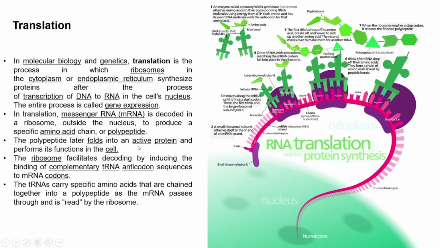The polypeptide is basically a chain of these things, amino acids, with a peptide bond. And when this polypeptide later folds, we know there are a lot of structures of proteins: primary, secondary, tertiary, quaternary. So when this polypeptide folds, that's how a protein is formed. Okay, polypeptide and protein is essentially almost the same thing. I shouldn't say the same thing because a polypeptide is only a chain-like structure, but a protein needs to have a tertiary and quaternary structure to be called a protein. And then this ribosome facilitates decoding by inducing the complementary tRNA anticodon.